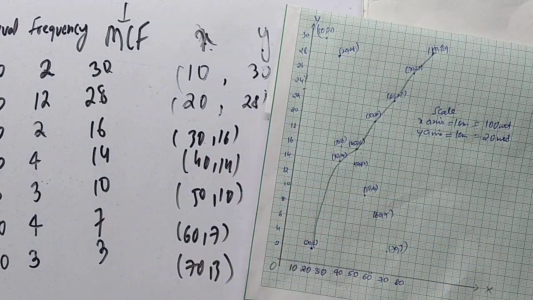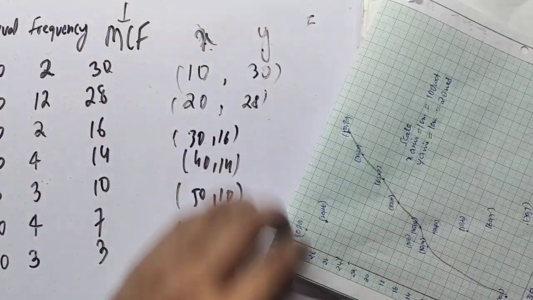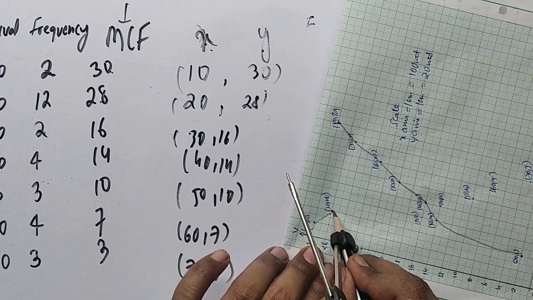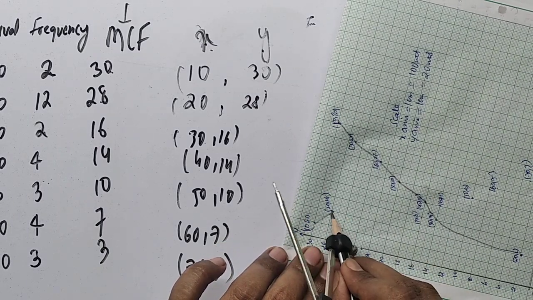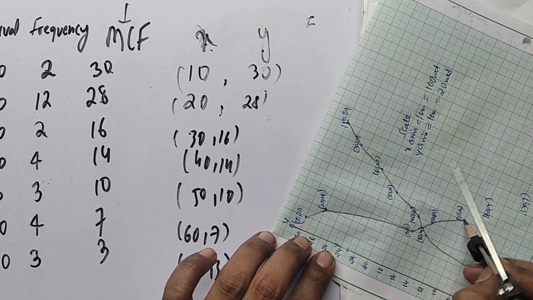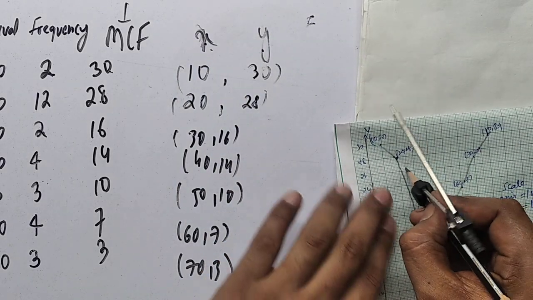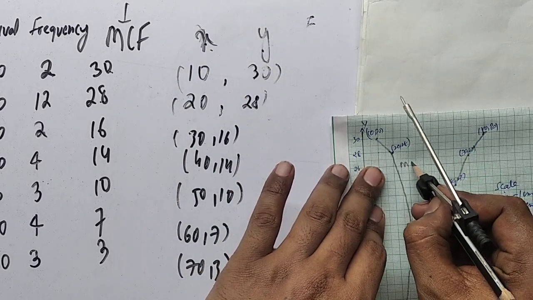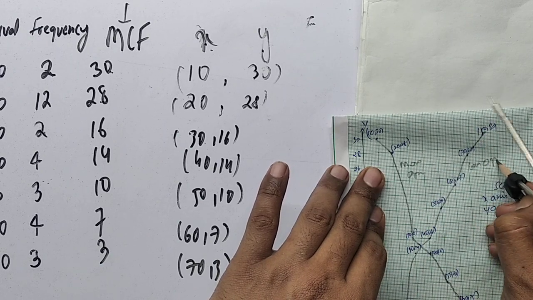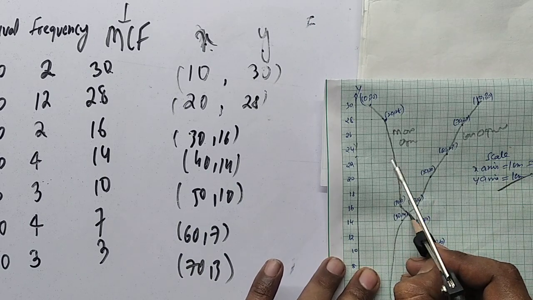Now we have to join them with the help of a smooth curve. So if we join them with a smooth curve, after this we have this point, next this. Okay, this is the more than ogive curve, and this is the less than ogive curve. We have written the scale, so you can see that both will be intersecting at this point.